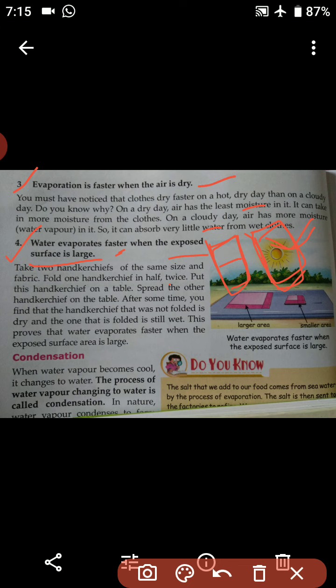Okay, this proves that water evaporates faster when the exposed surface area is large. So students, here the unfolded one is exposed more and this one is exposed less because it is folded. So it proves that water evaporates faster when the exposed surface area is large.